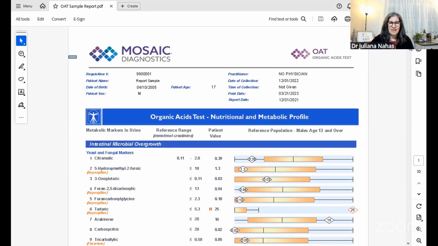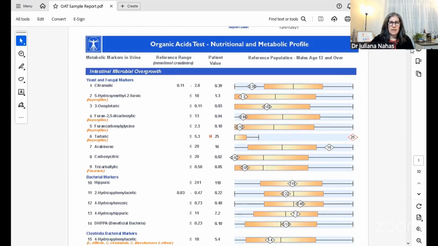So let's dive right in. On this first page of the Mosaic, and this is, by the way, a dummy test. It's just a dummy mock report that the company shared with physicians so that we can actually explain the markers. It's not any particular patient you're seeing here. The first 9 markers on this test are reflective of mold or yeast toxins. So these are markers like you see here, citramalic, hydroxymethyl 2-furoic, etc. Those are toxins or poisons, chemicals that the mold or the yeast makes if they're infesting your body.